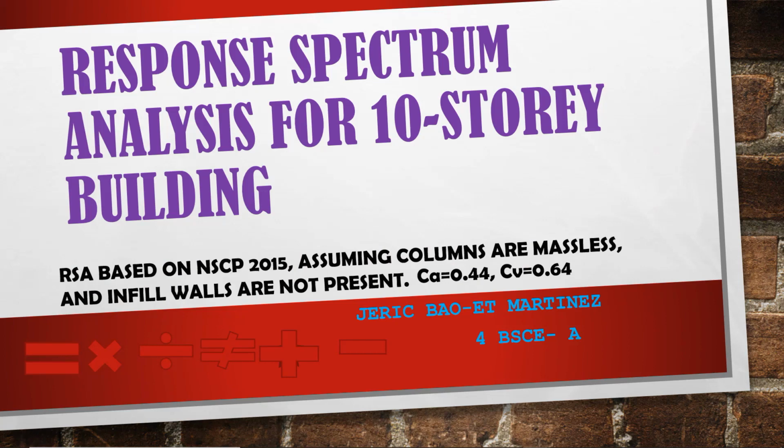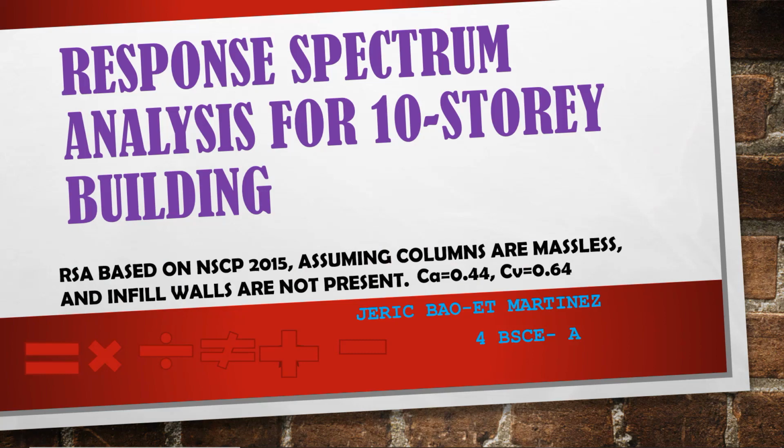Today I will be explaining my assignment, Response Spectrum Analysis for a 10-story building. This analysis is based on NSCP 2015, and we assume that the columns are massless and the infill walls are not present. We assume Ca is equal to 0.44 and Cv is equal to 0.64. So let's proceed with step 1.